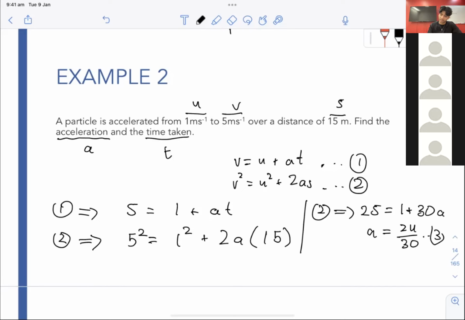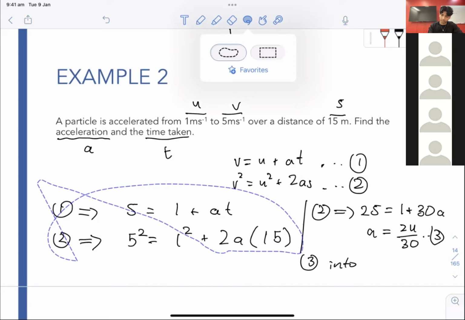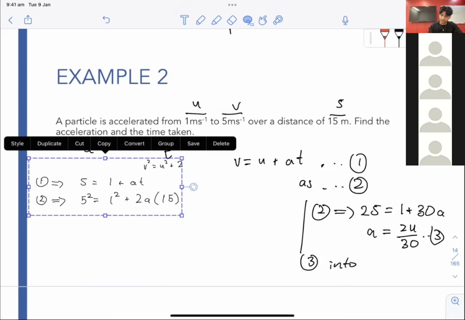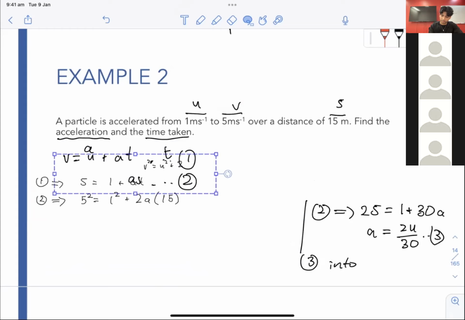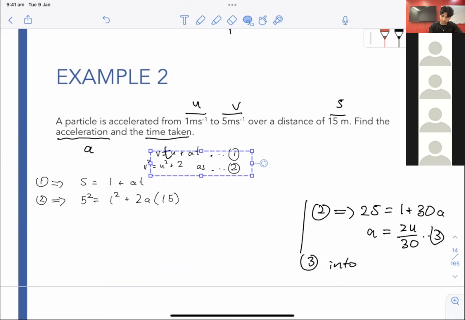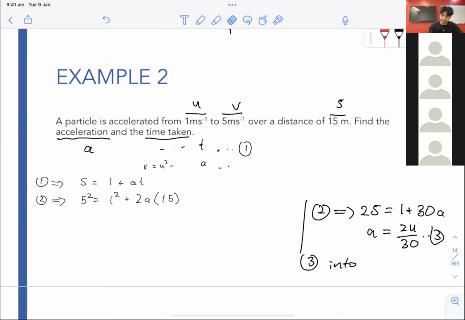Call this number 3. Now, 3 into 1. So let me resize some of this stuff, guys. Oops. Just going to move this over here. That's fine, we'll do.